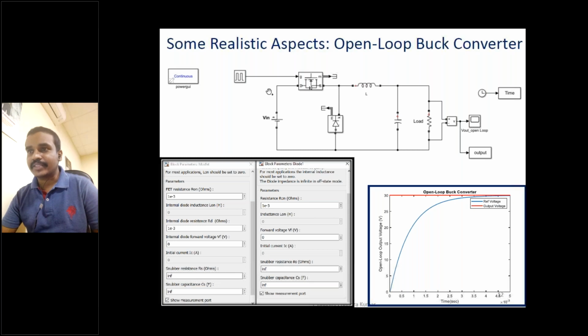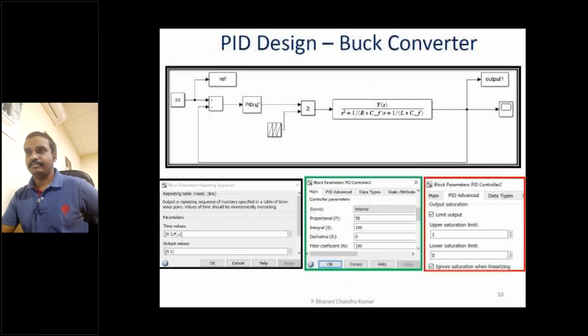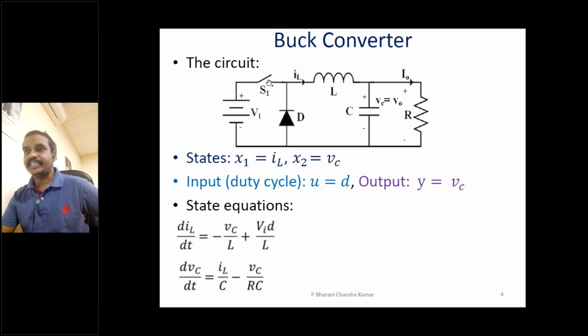If I run this, this is the same pulse generator we have used. If I replace the transfer function with this particular block diagram, this block diagram is the same as what we have discussed. You can see that the switch is connected to the inductor, and the diode is connected, capacitor and the resistor, the load. The same thing has been implemented. The switch is now the IGBT, and this is the actual diode, and this is the inductor and capacitor.